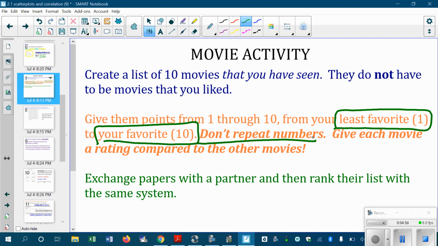And then give your paper to someone else. They will look at your movies and they will do the same assignment of numbers. 10 is the best, 1 is the worst. Okay, and so it should come back to you as a list of movies, and each movie has 2 numbers. Okay, go ahead and pause, get that done.